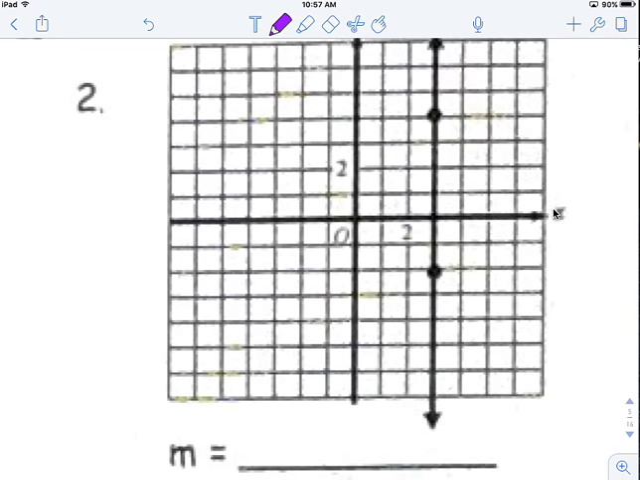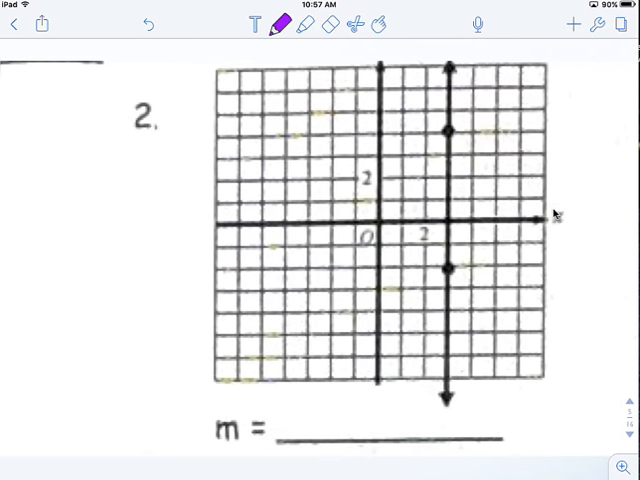A vertical line is just the opposite. This one is rising 1, 2, 3, 4, 5, 6, but it's not running at all. It has a run of 0. Well, you can't have 0 in the denominator, so this is called an undefined slope.